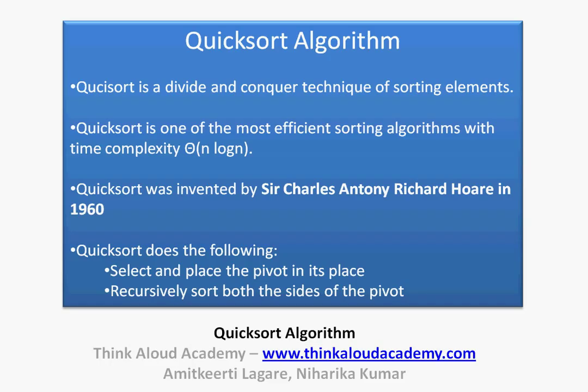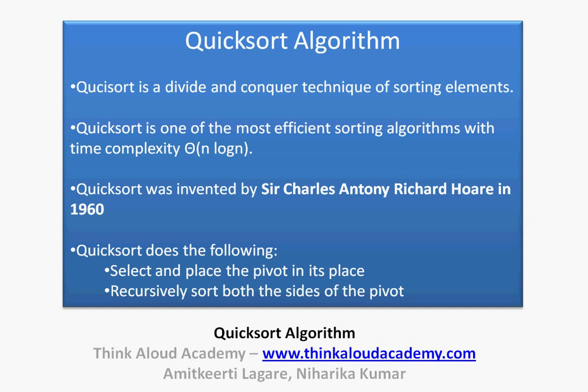Now, the Quicksort algorithm is actually a divide and conquer method of sorting elements. Quicksort is one of the most efficient sorting algorithms, which has a time complexity of the order of theta of n log n. Quicksort was actually invented by Sir Charles Anthony Richard Hoare in 1960.